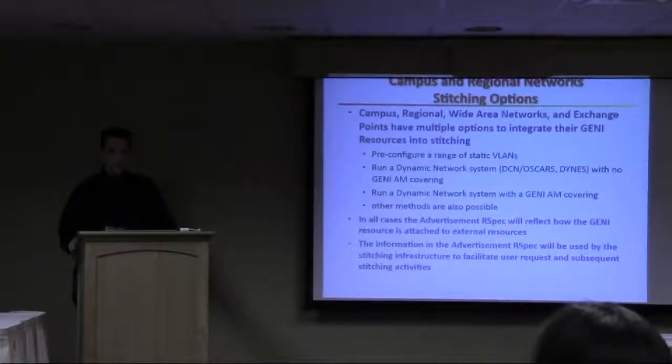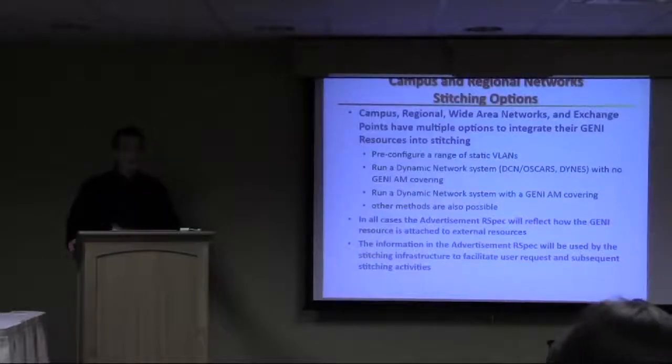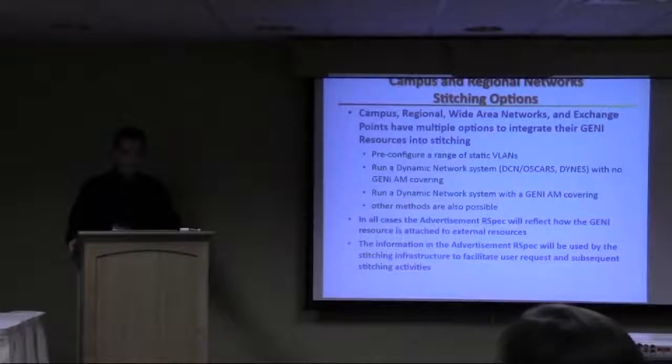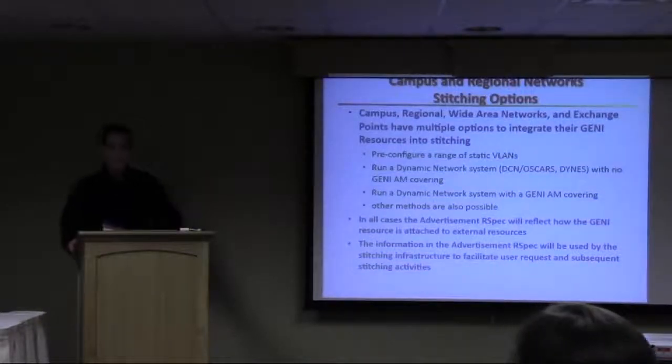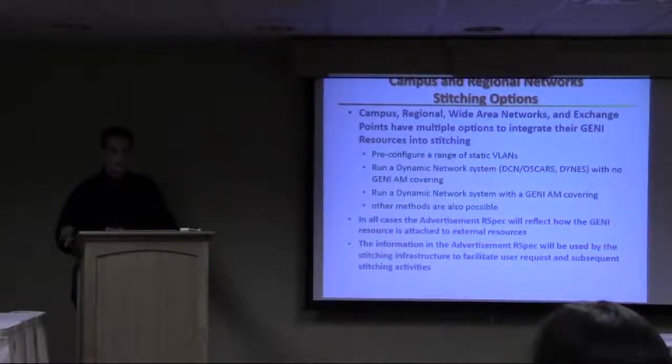So if you're a campus, a regional, or wide area network, or exchange point, you do have multiple options to integrate your GENI resource into stitching. If you have a GENI resource, like a GENI rack that gets placed on your campus or on your regional network or your exchange point, the options that we're currently thinking about, working with, and testing with are these. You can pre-configure a range of static VLANs, which basically just leave whatever port that is on your local GENI resource or GENI rack, and if it needs to make its way through a campus network or the regional network, you just pre-configure a range of VLANs and get them out to the next egress point.